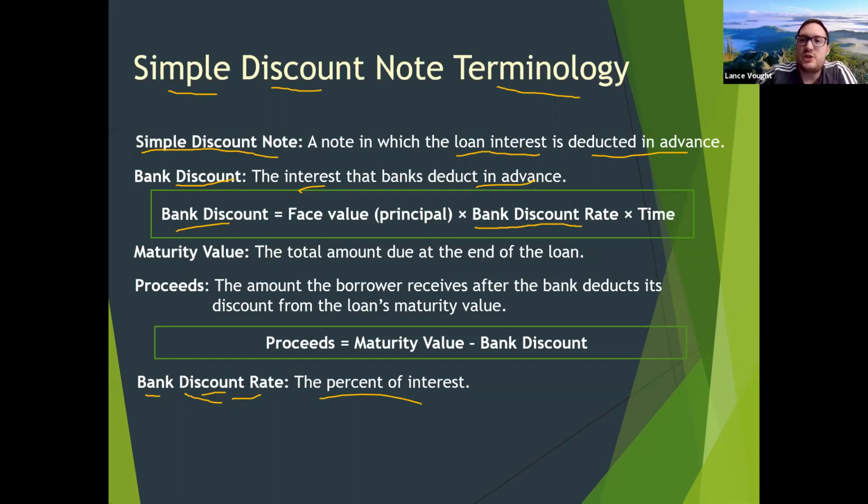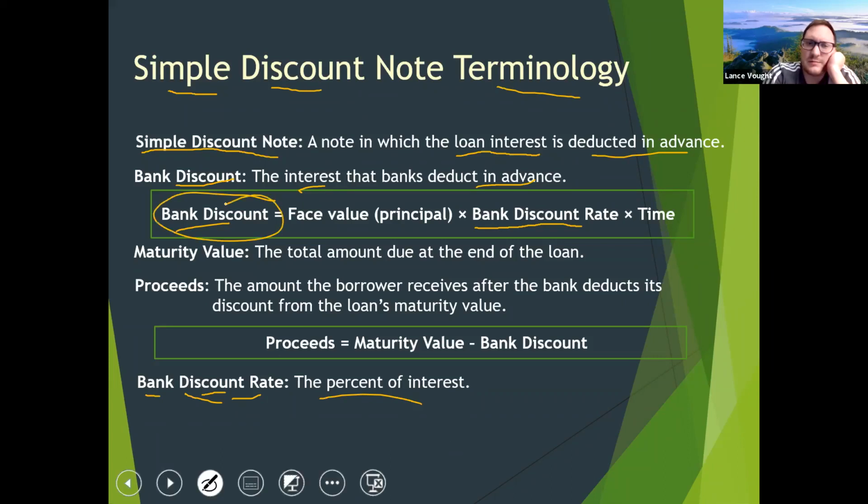This should look like the simple interest equation to you, because it is. The difference is that this money, instead of being added on to the principal value, is going to be subtracted from the principal value, and that's going to turn out to be your proceeds. So the face value is going to be your maturity value. Before, your maturity value was interest plus principal. Now your maturity value is proceeds plus interest.